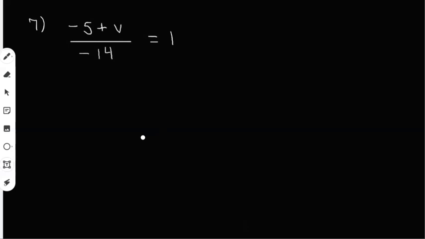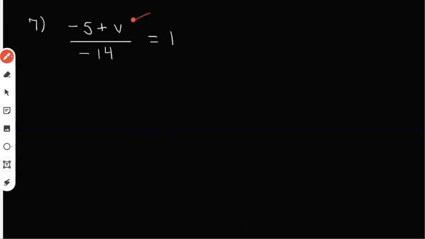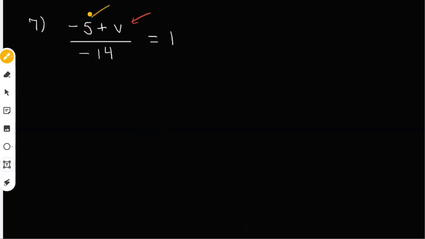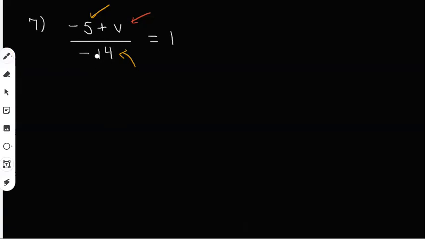So what I want to do with this equation is isolate the variable. I want to isolate the v on the left side. But how can I do that? Well, first, I would have to get rid of the -5 right here. And then I would have to get rid of the -14 somehow as well. That way, the v can be on the left side by itself. The first thing I'm going to do is get rid of the -14 right here.